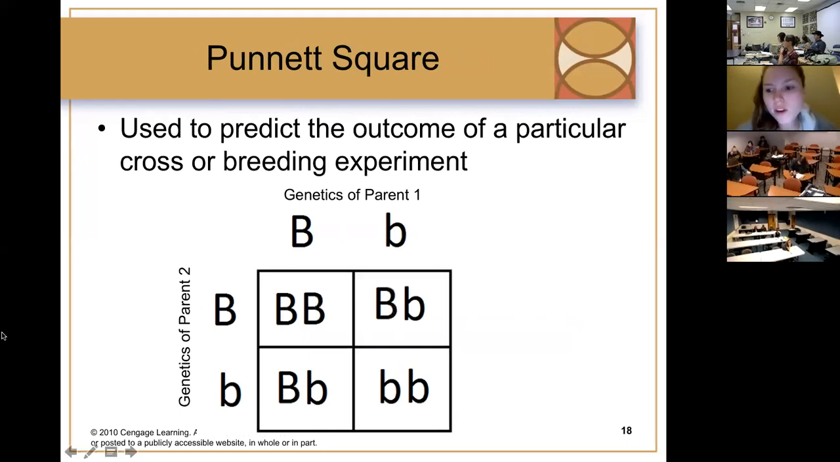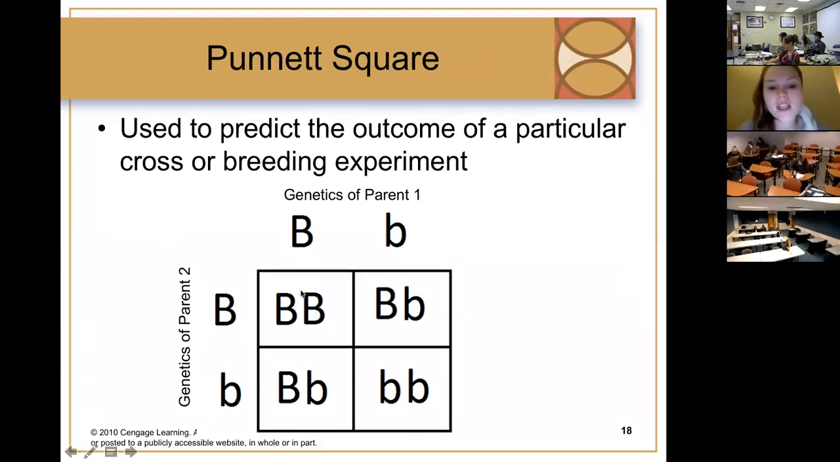So this might make more sense in this example. It's a square because I've figured out that people in animal science really like squares to do things. You have the Pearson square, and then in genetics you have what's called the Punnett square. This is a really simplified version of how to predict the outcome of a particular cross or breeding experiment. For example, you would have the genetics of parent 1 up here, and you can switch. It doesn't have to be 1 on the top and 2 on the side. It doesn't matter. And then you have the genetics of the other parent on the other side.